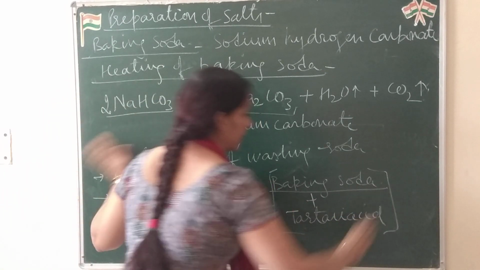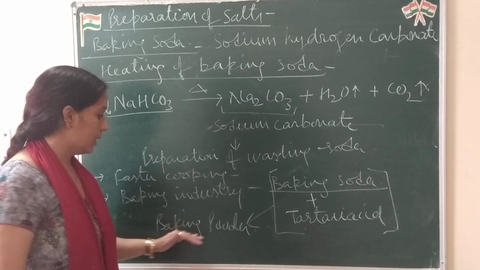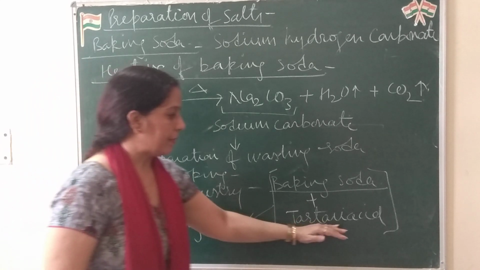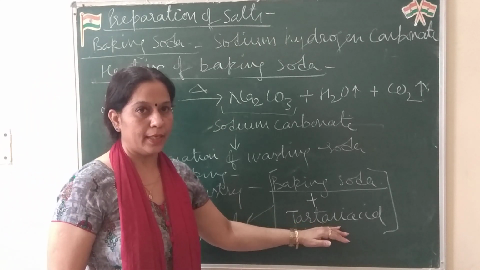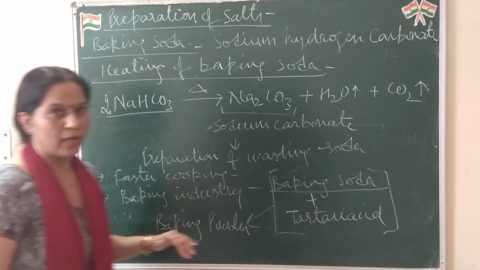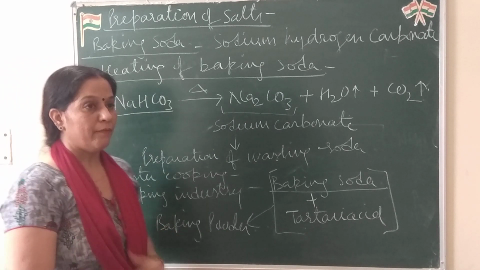Baking soda is not directly used in baking of bread and cakes. It is first converted into baking powder by mixing tartaric acid, because tartaric acid is used to improve the taste of baking soda. It removes the bitterness of baking soda. So baking powder, when it is heated.